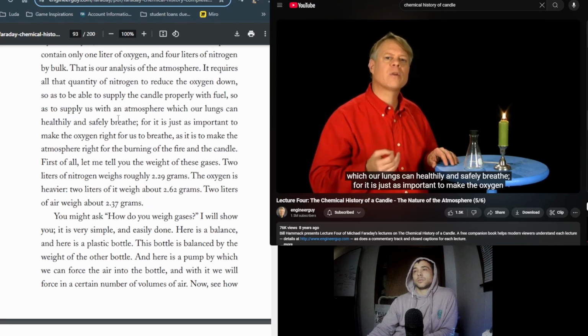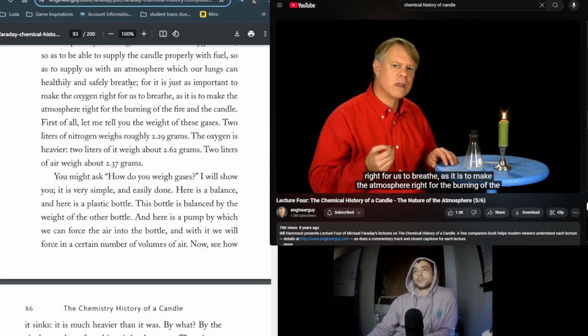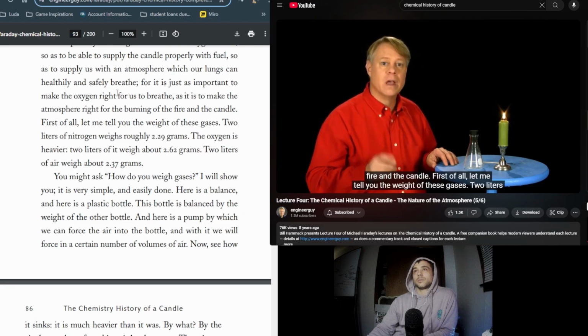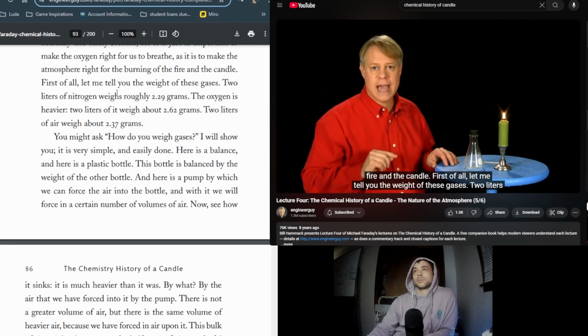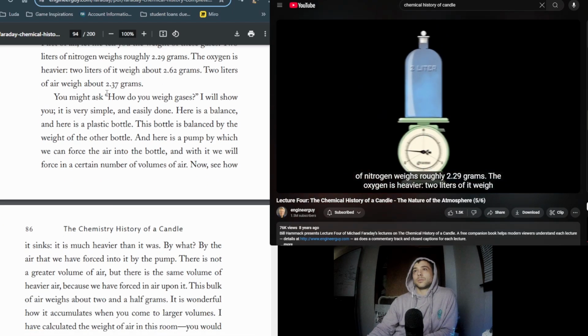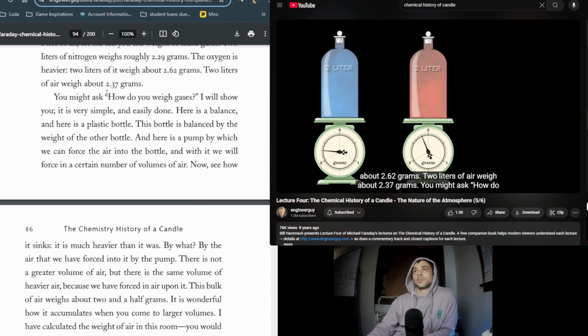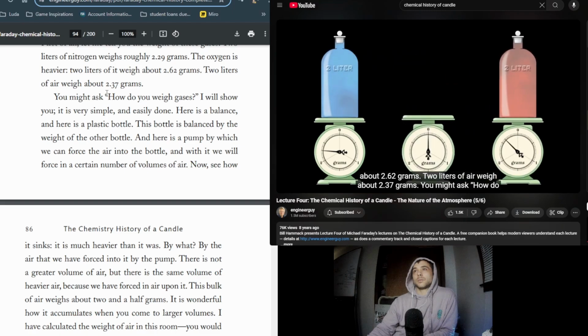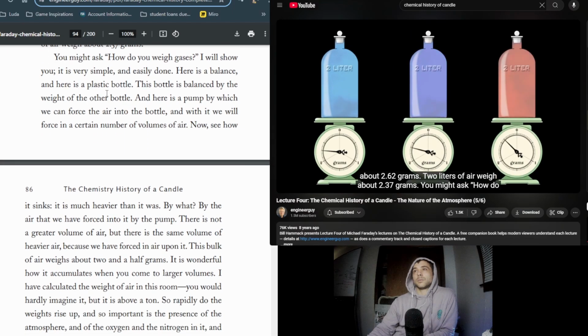For it is just as important to make the oxygen right for us to breathe as it is to make the atmosphere right for the burning of the fire and the candle. First of all, let me tell you the weight of these gases. 2 liters of nitrogen weighs roughly 2.29 grams. The oxygen is heavier. 2 liters of it weigh about 2.62 grams. 2 liters of air weigh about 2.37 grams.